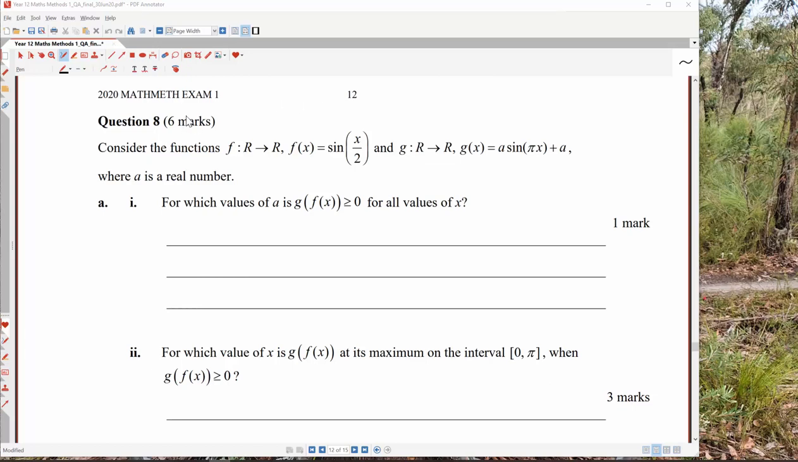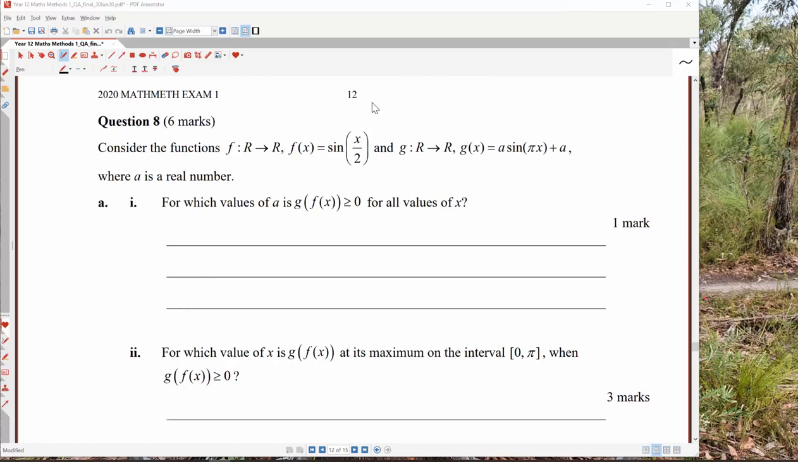Okay, let's have a bit of a look at this question from Insight 2020. So we've got functions f of x equals that and g of x equals that, where a is a real number. And what we want to do is find out for which values of a is g composed of f greater than or equal to 0 for all x.